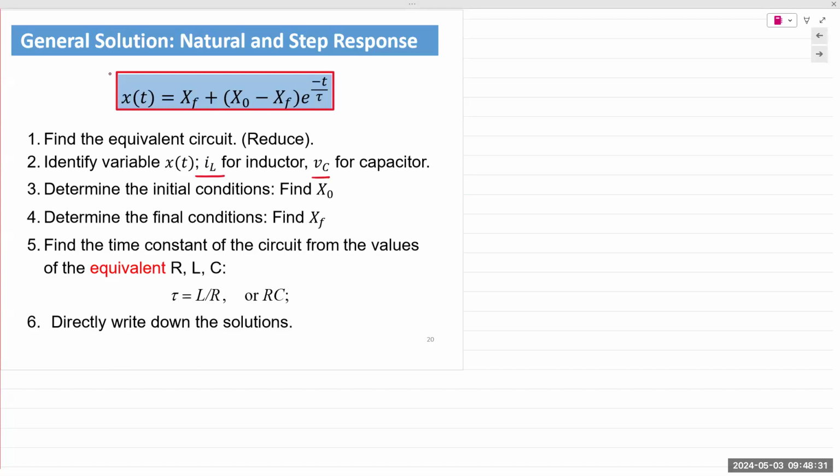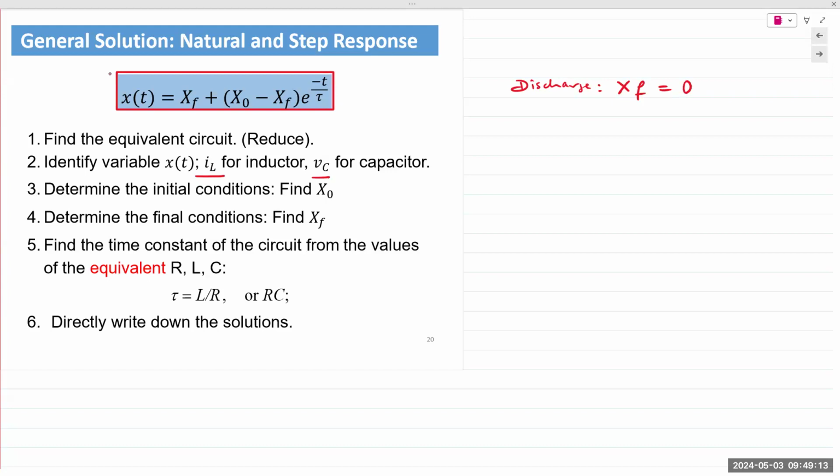If the circuit is being discharged, then the initial conditions, meaning x0, will have the value of a fully charged capacitor or a fully charged inductor. If it's discharging, then xf will always be 0. No questions. If it's a discharging equation or a discharging circuit, the value of xf is always 0.